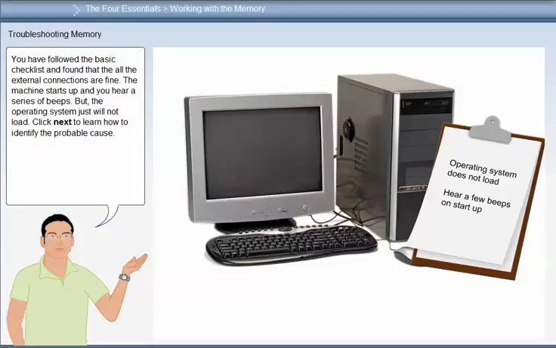You have followed the basic checklist and found that all the external connections are fine. The machine starts up and you hear a series of beeps. But the operating system just will not load. Click Next to learn how to identify the probable cause.